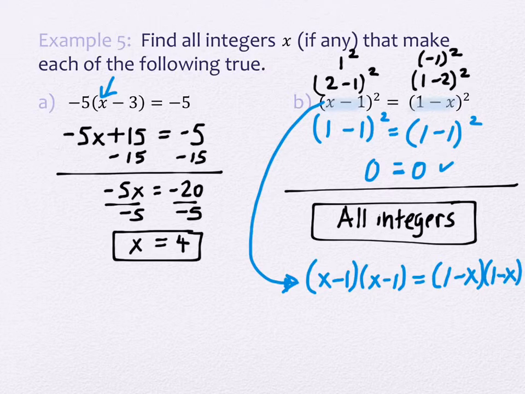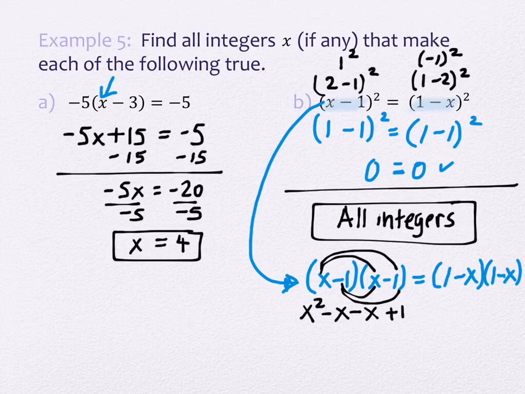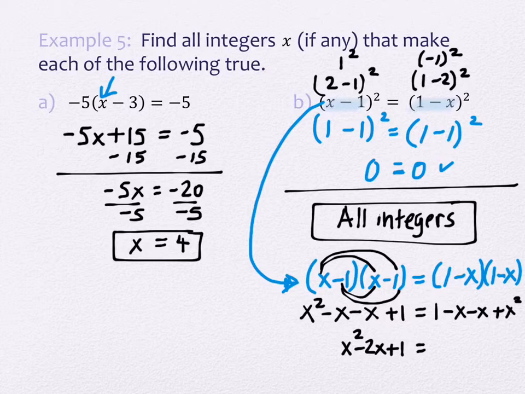FOIL, distribute, whichever language it is you're most familiar with, you're going to multiply the x times x, that's x squared. The x times negative 1, that's negative x. On the inside, you're going to multiply the x times negative 1, that's negative x. Negative 1 times negative 1, that's 1. On the right-hand side, you're going to do the same thing, and you're going to end up with much the same thing. And if I simplify this, what do you notice? It's the same thing. I'll put them in order just so it looks more obvious, but it's the same thing on both sides, isn't it?